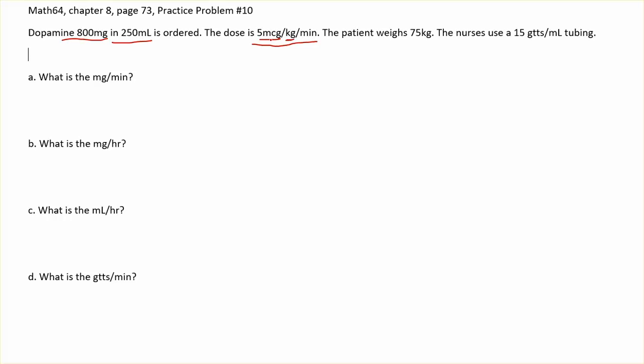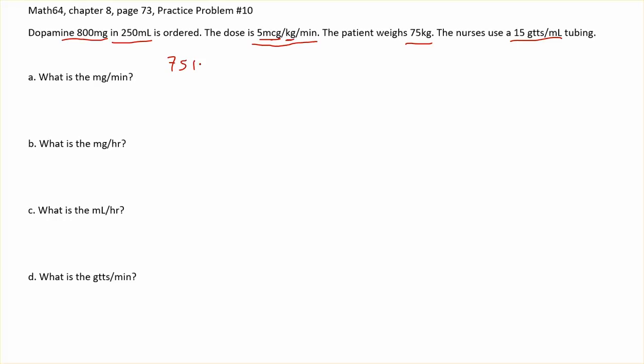So it's 5 micrograms per kilogram per minute, and the kilogram is referring to the patient's weight. The nurses are using a tubing that's 15 drops per milliliter. So the first question is asking, what is the milligrams per minute? Well, I've got micrograms per minute, but I've got this kilogram stuff in here. So what I'm going to have to do is use the patient's weight, which is 75 kilograms.